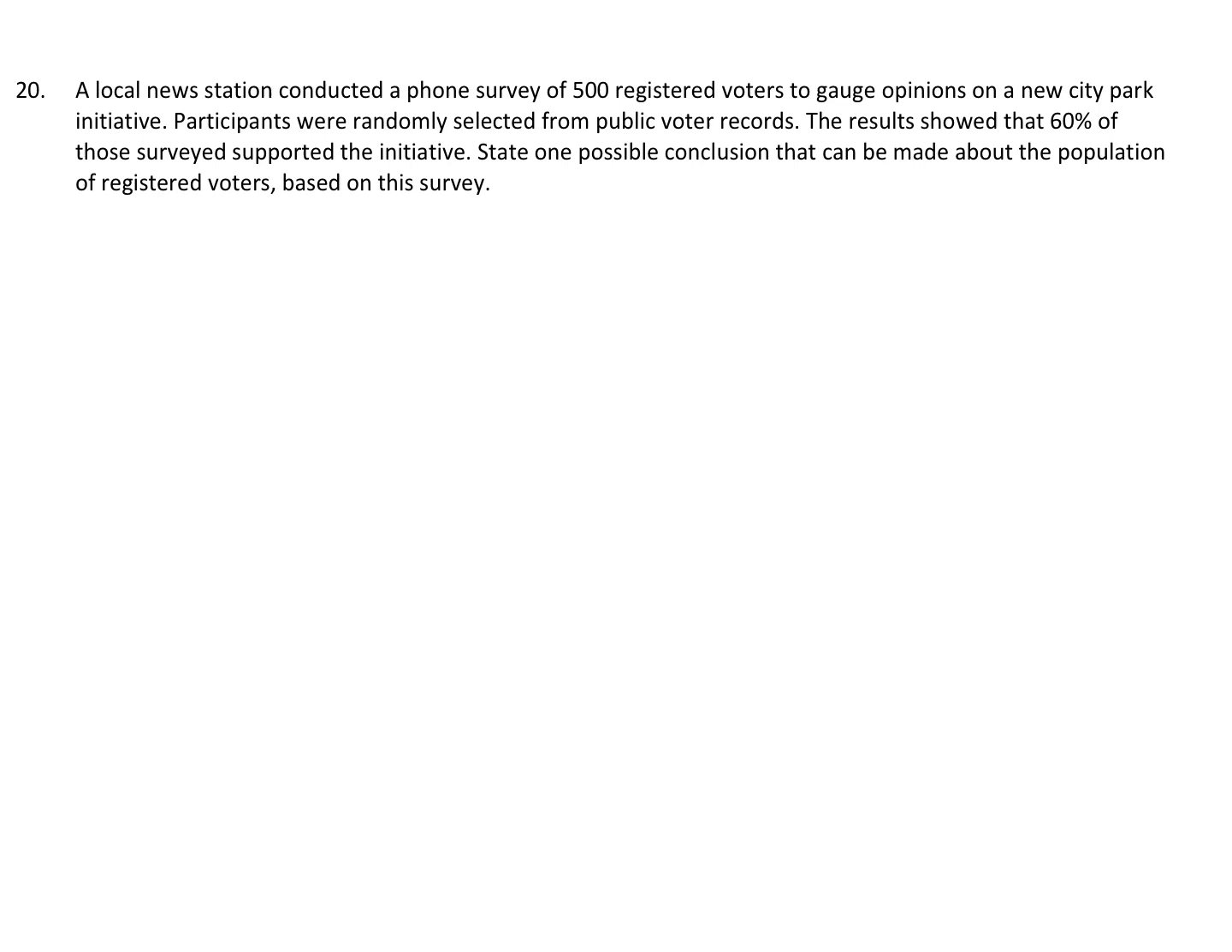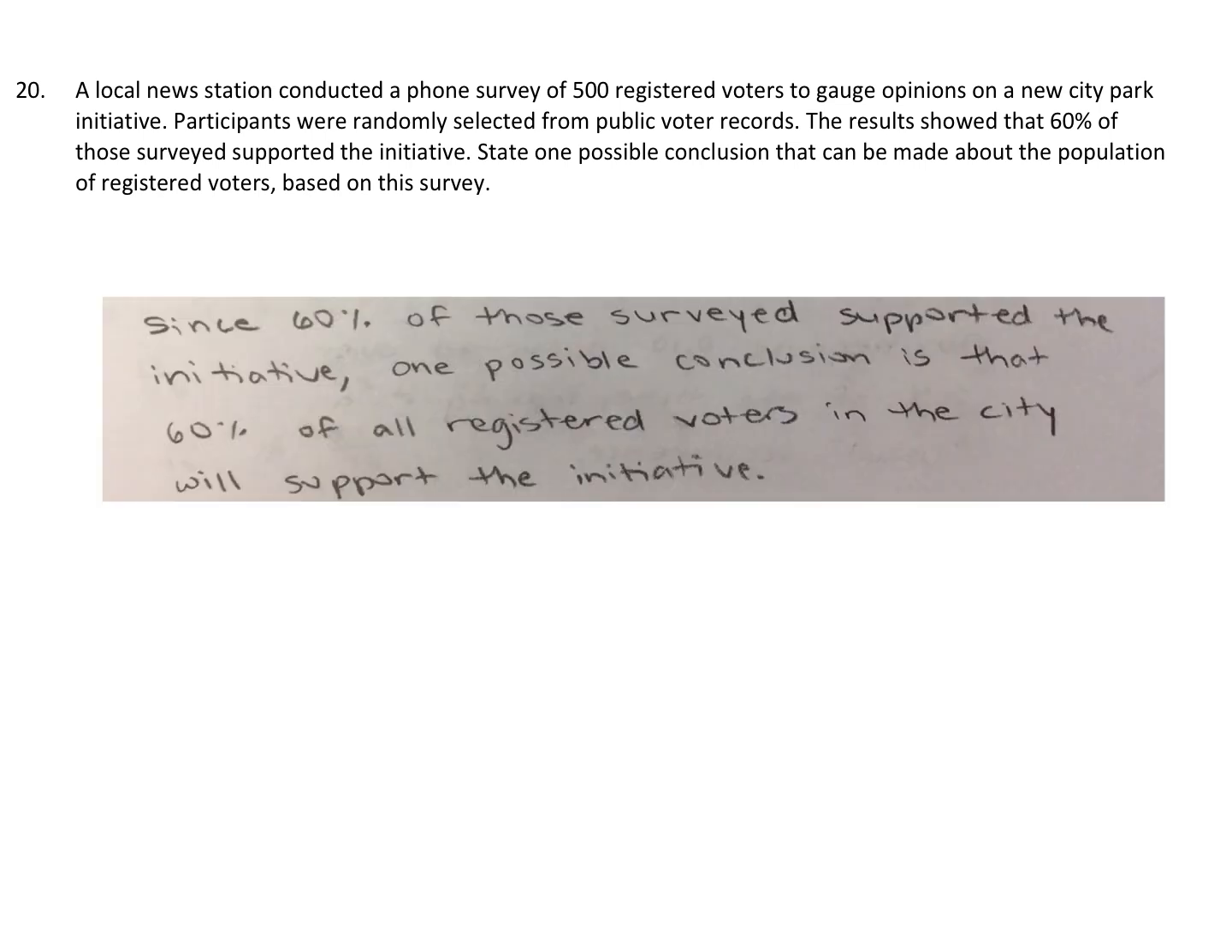Okay, so usually the reason they take a survey of a sample of people is so that they can make a conclusion about the population as a whole. So I would say that since the results showed that 60% of those surveyed supported the initiative, they can conclude that 60% of all registered voters in the city would also support the initiative. Again, since 60% of those surveyed supported the initiative, one possible conclusion is that 60% of all registered voters in the city will support the initiative. And that's why you take a survey of a sample to make conclusions about the population as a whole.